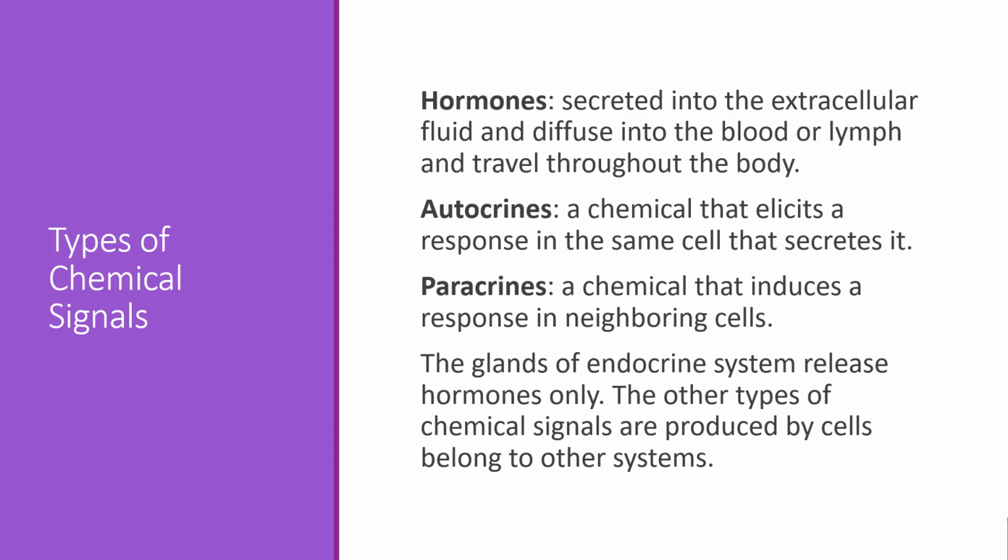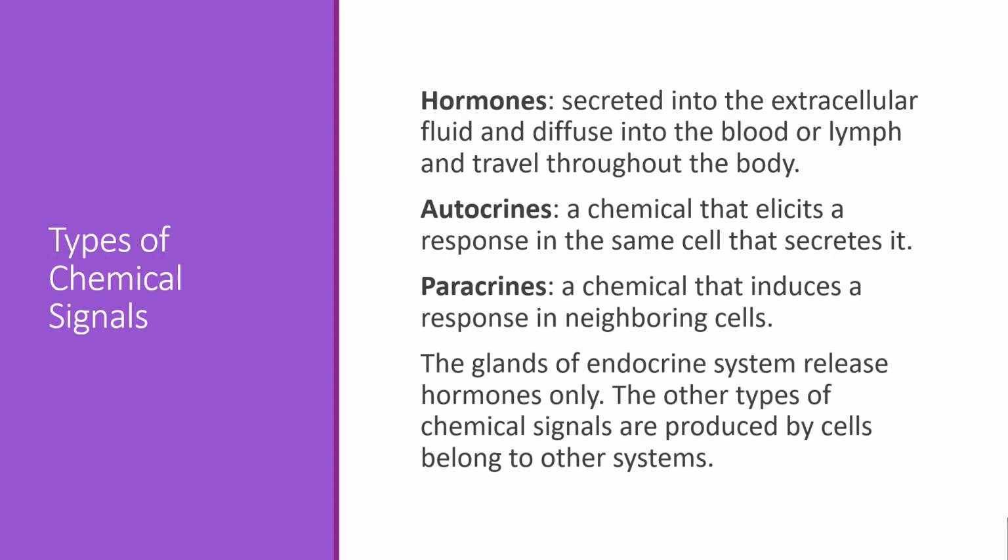So a little bit of terminology, the different types of chemical signals that we have. Hormones. I've used that word a bunch, but let's clarify it. These are secreted into the extracellular fluid and diffuse into the blood or the lymph, and they travel throughout the body, so they are a chemical. We also use the term autocrine sometimes in this chapter, and that is a chemical that causes a response in the same cell that secretes it.